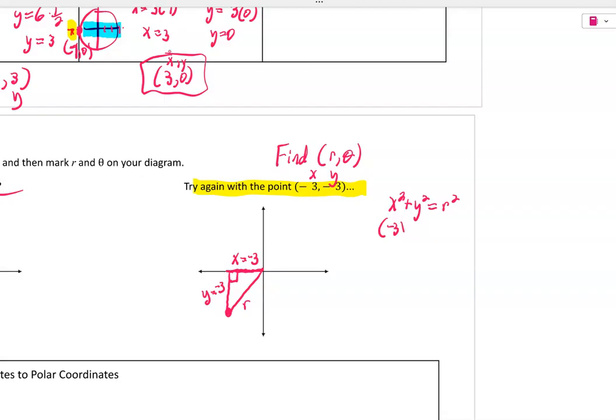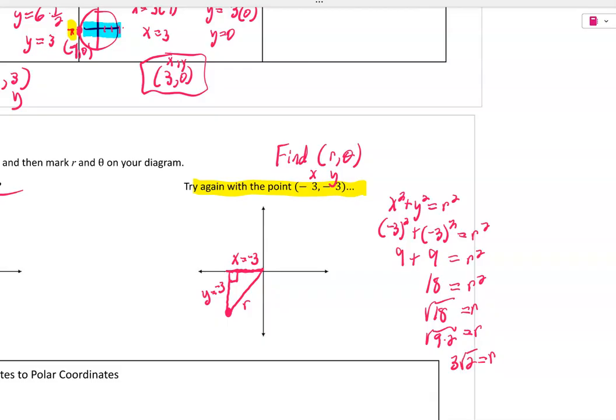negative 3 squared plus negative 3 squared equals r squared. So I've got 9 plus 9, which is 18. R is always positive, by the way. So I've got radical 18. And this is 9 times 2. And the square root of 9 is 3. So that's going to be 3 radical 2.